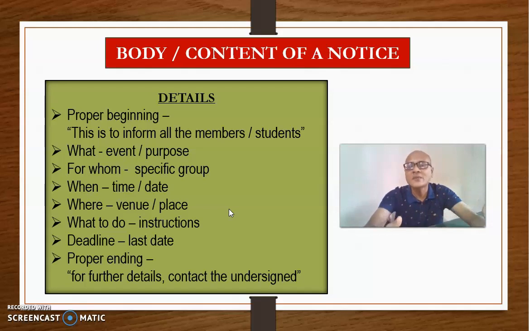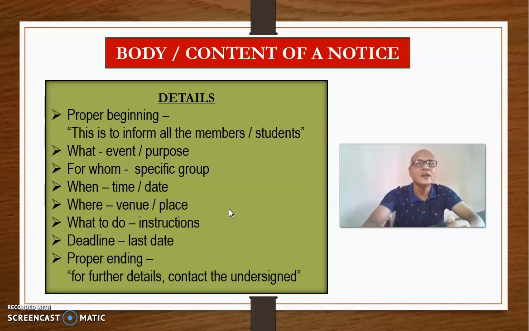So this is something that all of you have to mention in your notice. Alright. So as I have said to you just now, the deadline or the last date of submission of names when it comes to some competitions or events has to be properly mentioned in your notice.